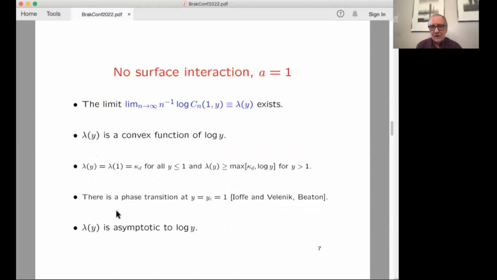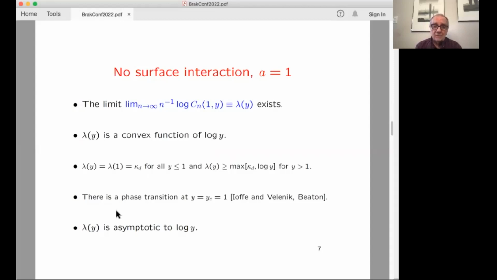Now, suppose there's no surface interaction. So if there's no surface interaction, then A equals 1. I'm sorry, that means that epsilon equals 0. So now we can prove that the limit, as n goes to infinity, of n to the minus 1 log Cn of 1y, call it lambda of y, exists. Lambda of y is a convex function of log y. When the walk is being pushed towards the surface, we can prove that the free energy, lambda of y, is independent of y. So if y is less than or equal to 1, that corresponds to negative f, the last vertex being pushed towards the surface. Lambda of y is lambda of 1, which is equal to kappa of d.